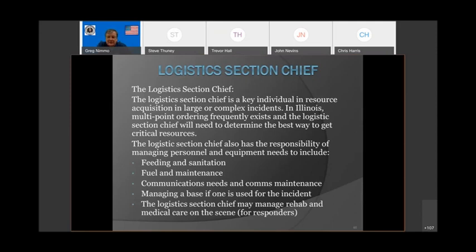Fuel and maintenance, we've all been in situations where we've had fire apparatus and other apparatus on a scene, and it gets to the point where it's time to fuel them. We've dealt with that. And communications, this is probably one of the biggest things that logistics can do for us on small incidents, is to try to match our communications needs with the size of the incident so we can actually make this thing work.